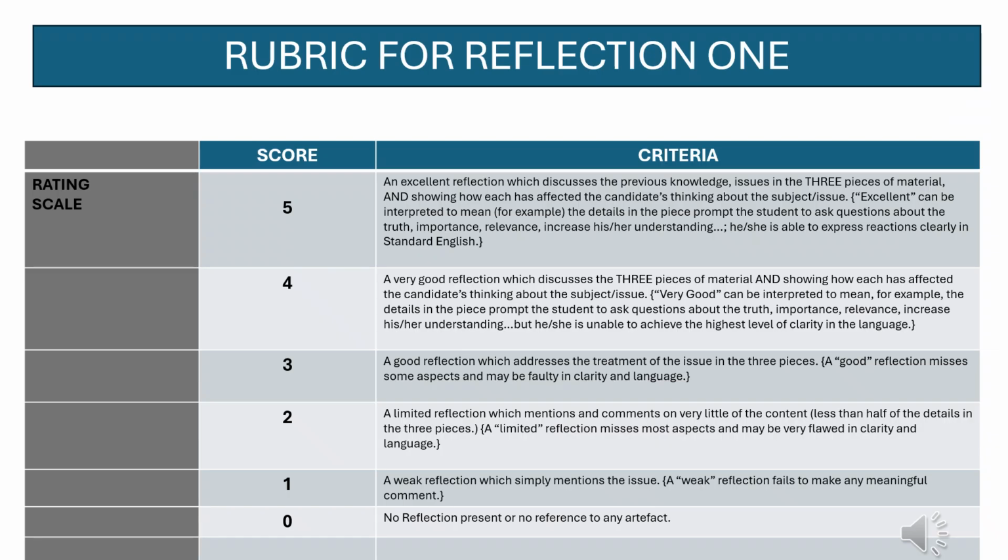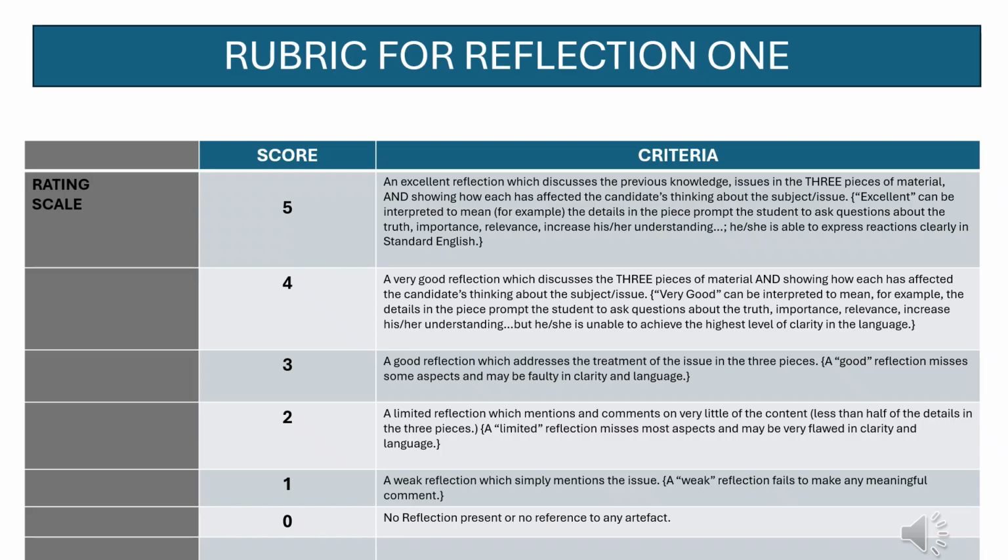The rubric for Reflection 1, and the score: Reflection 1, like Reflection 2, is marked out of 5. Okay, so 5 marks for an excellent reflection which discusses the previous knowledge, issues in the 3 pieces of material, and shows how each has affected the candidate's thinking about the subject or issue. Excellent can be interpreted to mean, for example, the details in the pieces prompt the students to ask questions about the truth, importance, relevance, increase his or her understanding. He or she is able to express reactions clearly in standard English.